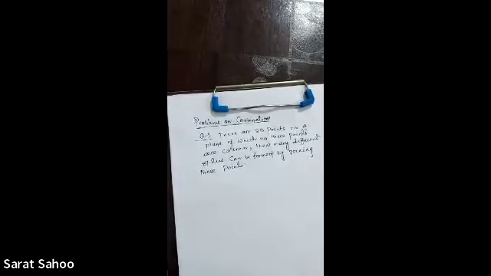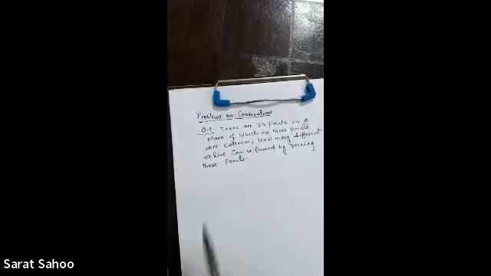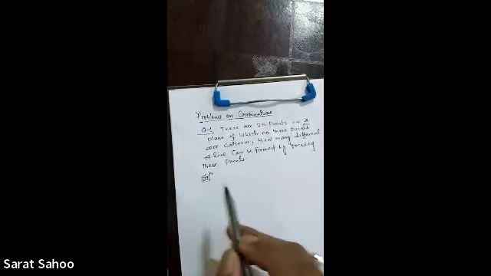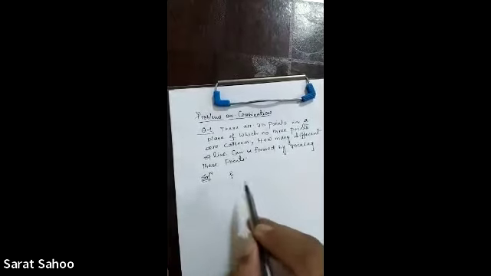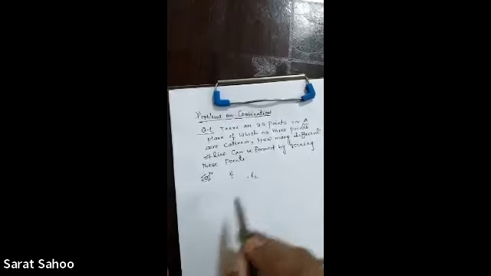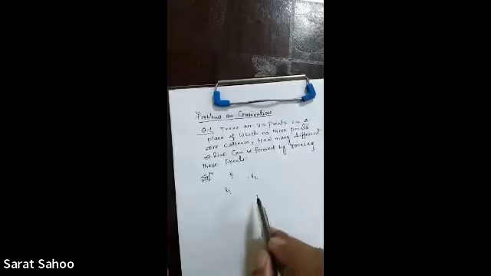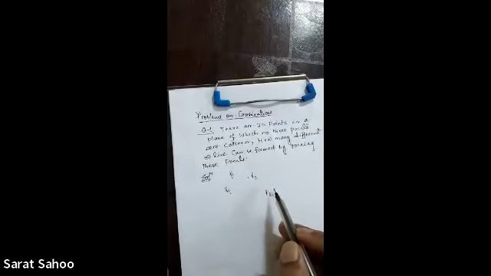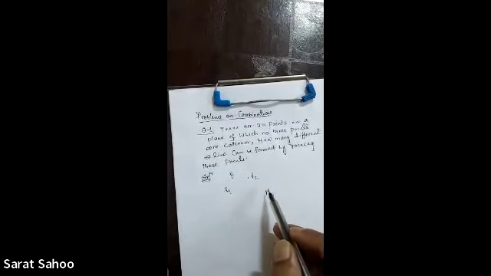There are 25 points in a plane of which no 3 points are collinear. How many different straight lines can be formed by joining these points? Okay. Come to the solution. Suppose this is point 1, this is point 2, this is point 3. Likewise, 25 points are there. No 3 points are collinear means no 3 points lie in the same straight line.